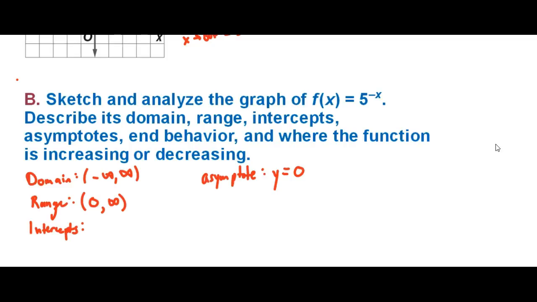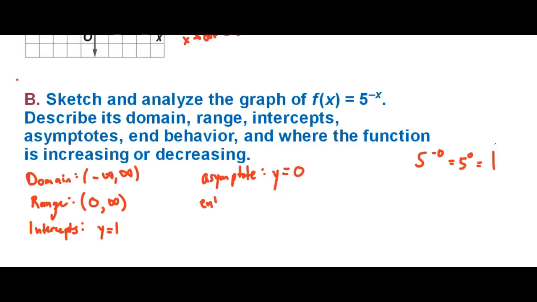But our intercepts, we have where x is equal to 0. So if I had 5 to the negative 0th power, there is no negative 0. So it's really just 5 to the 0th power, which is 1. So I could say I have an intercept at the point (0, 1), or I could just say my intercept is y is equal to 1.